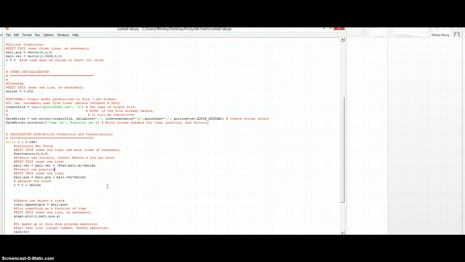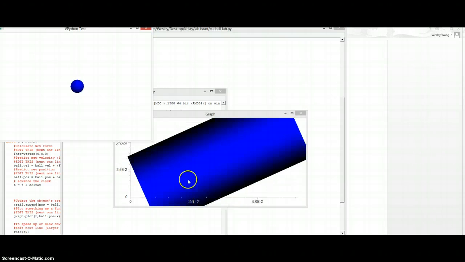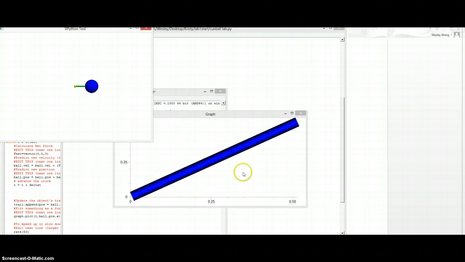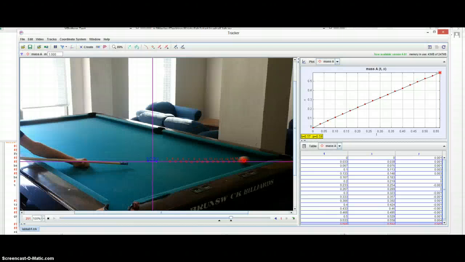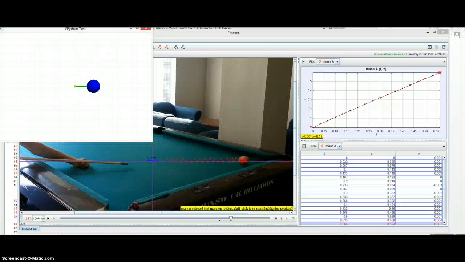When we run the program, we can see that the graph of the model is very similar to the graph of the position over time in the Tracker program. And the model predicts motion in the positive x direction as occurred in the experiment.